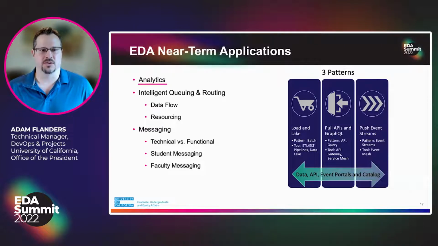So with our analytics, there are three typical patterns. There's the load and lake pattern, where we batch process, loading with an ETL or ELT pipeline into that data lake. And then once it's in the data lake, there are pull APIs or queries made through GraphQL in that data lake to get those insights. And then eventually we want to push that data in event streams out to other applications for them to be able to consume that needed data or even insights. All of that would then be exposed over the data, the API, the event portals, and catalog.